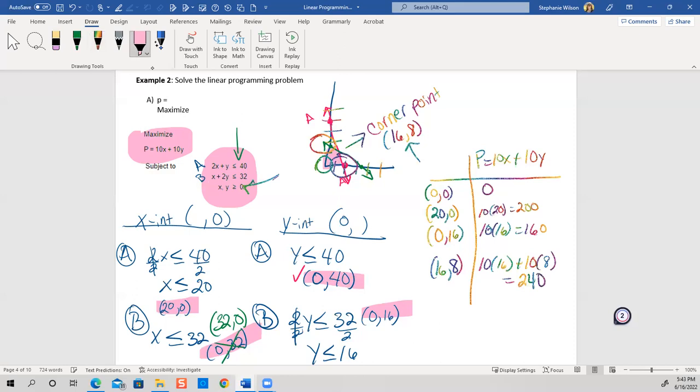And if we notice, this one here is my maximum, right? And so my statement would be my maximum value is 240, and it occurs when x equals 16 and y equals 8.